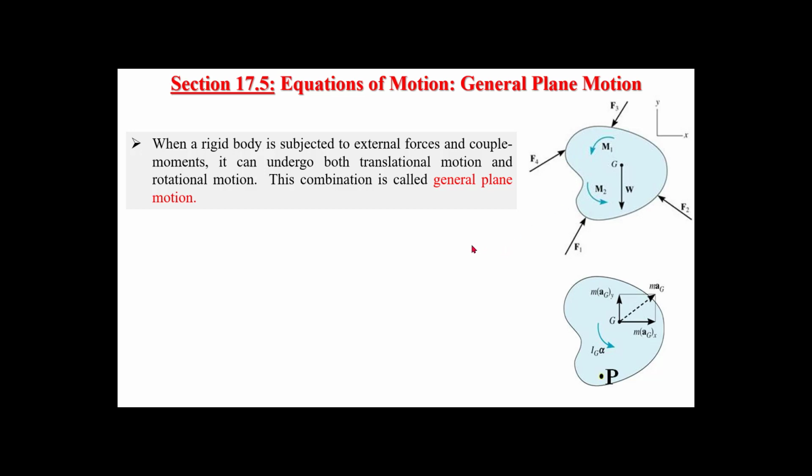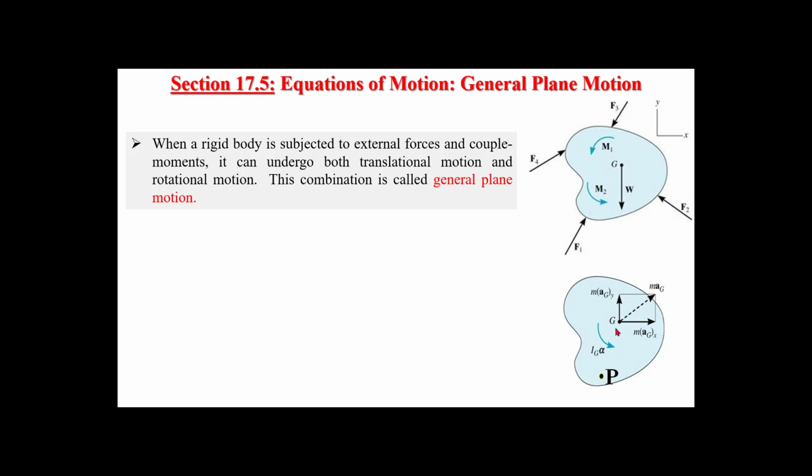Okay, and we call this diagram the free body diagram. Why? Because we have all external forces and moments. And this diagram, we call it the kinetic diagram. Why? Because we have the m multiplied by acceleration in the x and in the y direction, as well as we have the mass moment of inertia. Okay, and this is the centroid, and here we have any other point, an arbitrary point.